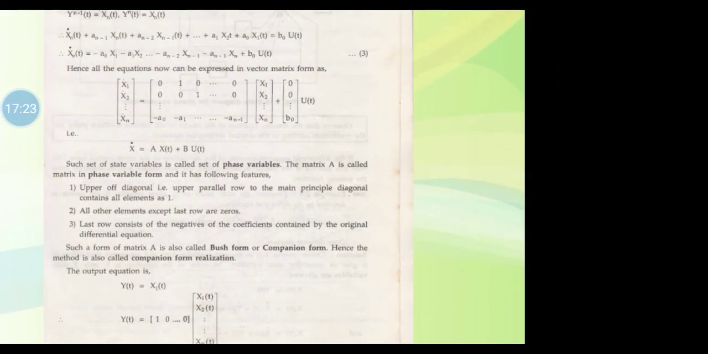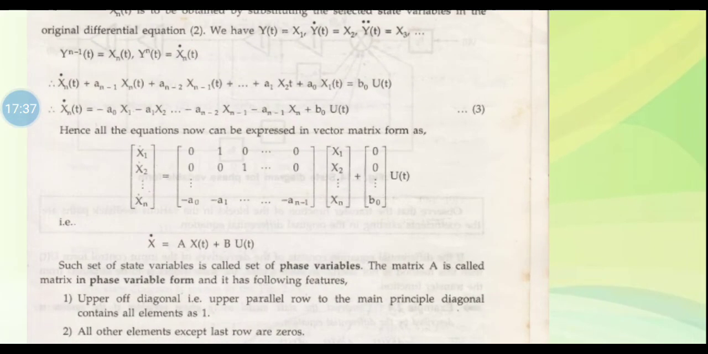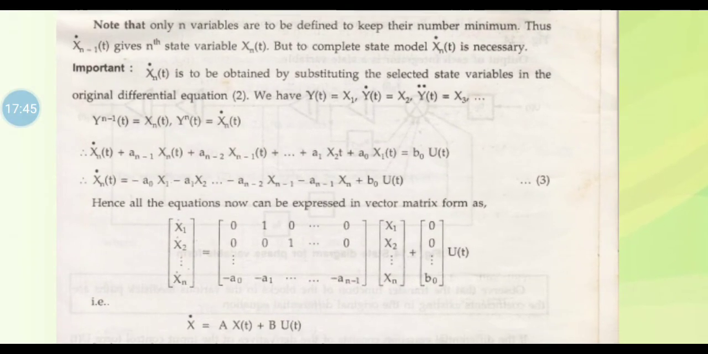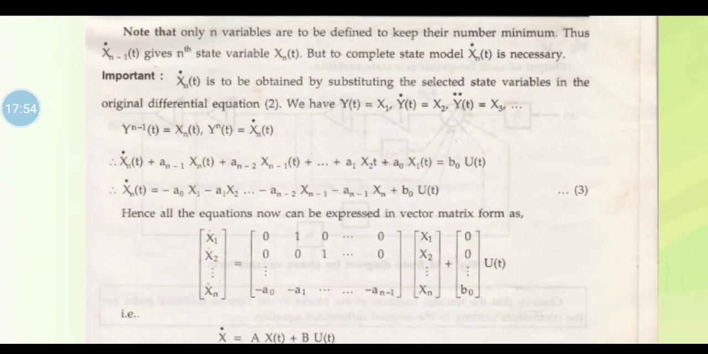So we can see that there are only n variables which are to be defined to keep their number minimum. Thus xn minus 1 dot(t) gives the nth state variable xn(t), but to complete the state model, xn dot is necessary. There is one thing important to be remembered. xn dot(t) is to be obtained by substituting the selected state variable in the original differential equation 2.